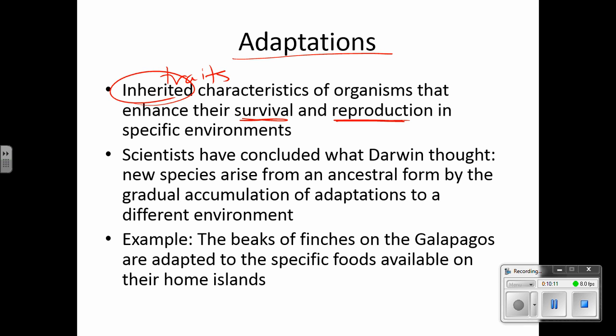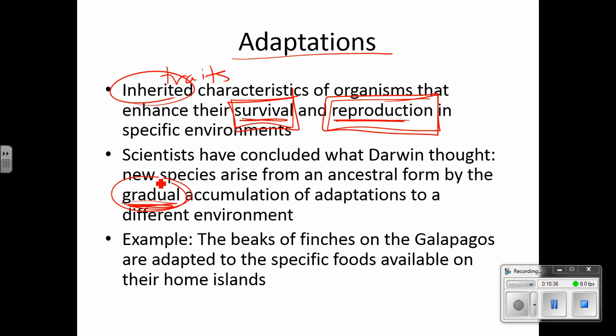The other thing is, in order for it to be considered an adaptation, it has to be critical to the survival of the species or the survival of the organism and its ability to reproduce. Because again, if it can't reproduce and pass that trait on, it's not an adaptation. It can't be passed on into the population. Scientists have concluded what Darwin thought. New species arise from an ancestral form by the gradual accumulation of adaptations to a different environment.